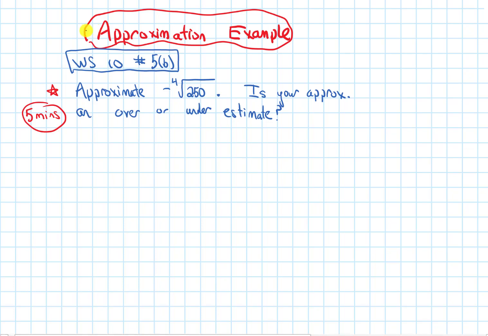In this discussion video, we will do an approximation example. This is problem 5b from worksheet 10, and it asks us to approximate negative the fourth root of 250. And then is your approximation an over or under estimate? First I want to give you 5 minutes to try this problem. 4, 3, 2, 1, pause it and try it for about 5 minutes.